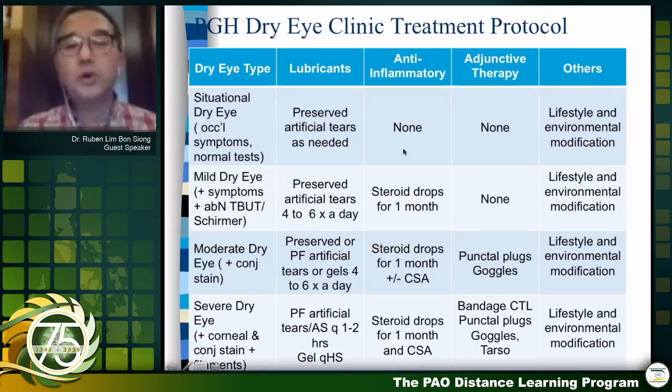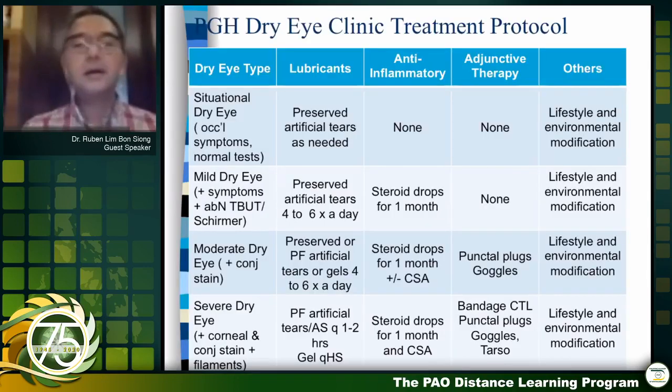In situational dry eye, you don't give anything, you just advise the patient, change their lifestyle, remove their bad habits and give them preservative-free tears. Here, when they have signs already, steroids for a month. And in moderate dry eye, you want to do more. You can start cyclosporin in these cases. Here you have to give steroids and cyclosporin. So it's a stepwise approach. That's why it's very important to know the type and the severity.